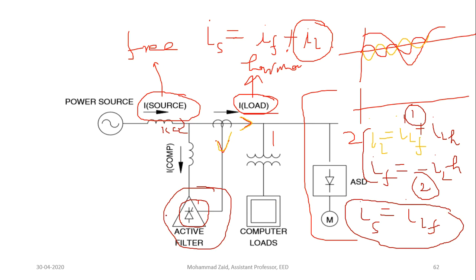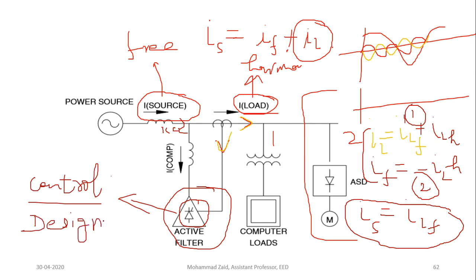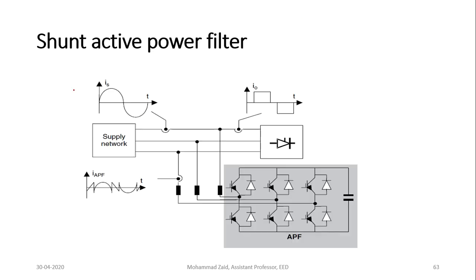As you see in the passive filters, you just put a component and see that this percent of elimination of harmonics is there, and that's it. But here the whole control system works. The active filter needs to be controlled and designed properly. Compared to the passive filters whose design is easy, its control and design both are difficult.